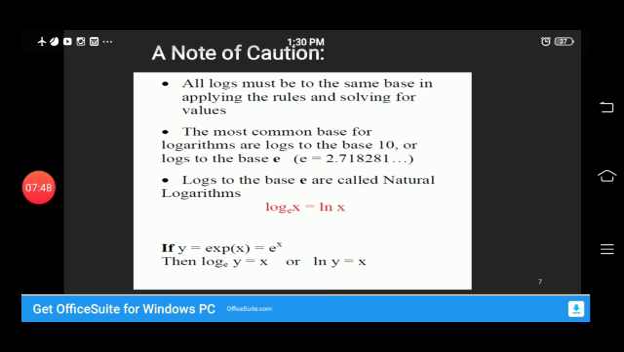If y is equal to the exponential of x, then it is e raised to power x. When it is in exponential form, we will take log of base e. What we are going to do? We take logarithm of base e, so y equals e to the x becomes natural log of y is equal to x.